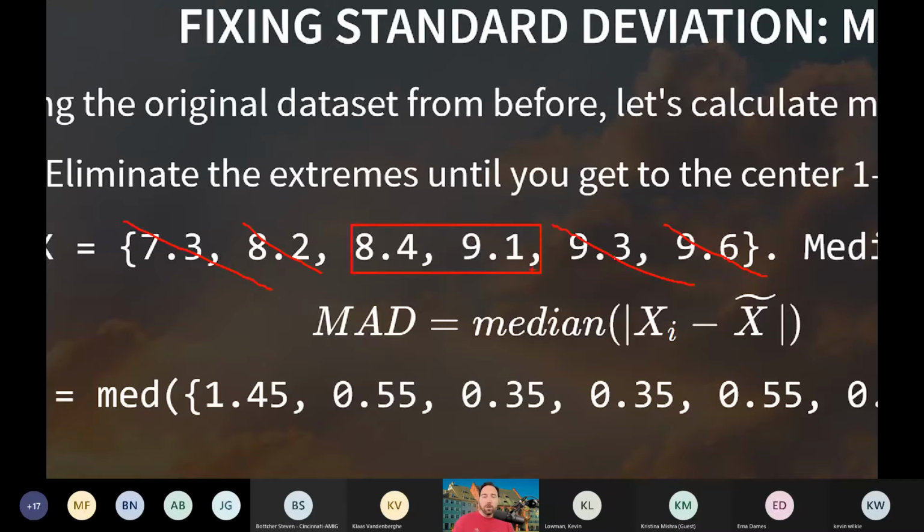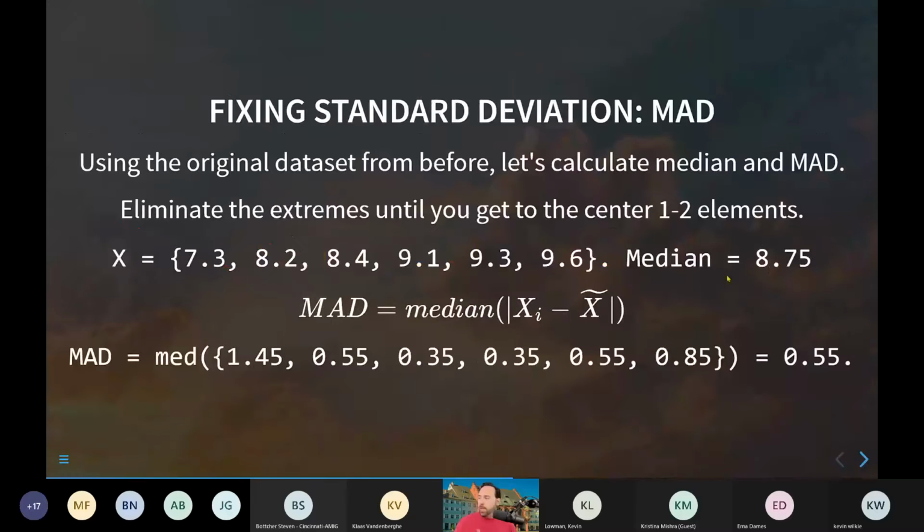And I have 2 here. So what I'm going to do is take the midpoint between these 2. And that is, in fact, 8.75. So the MAD is each one of these data elements minus 8.75.